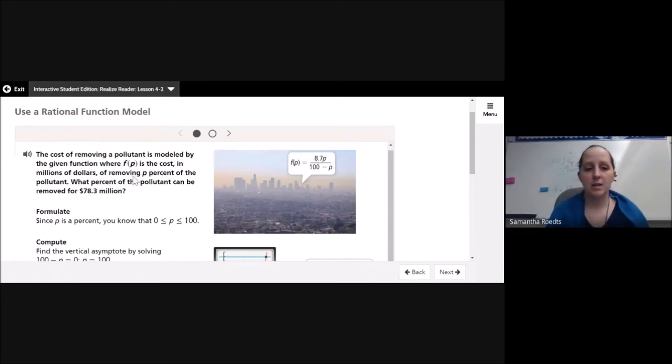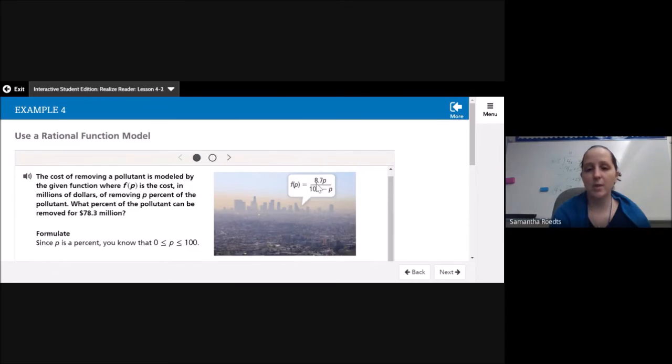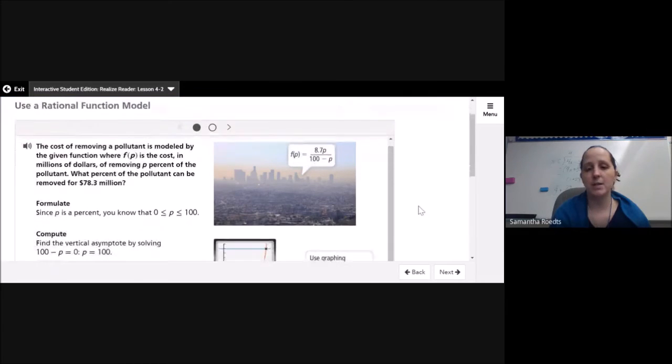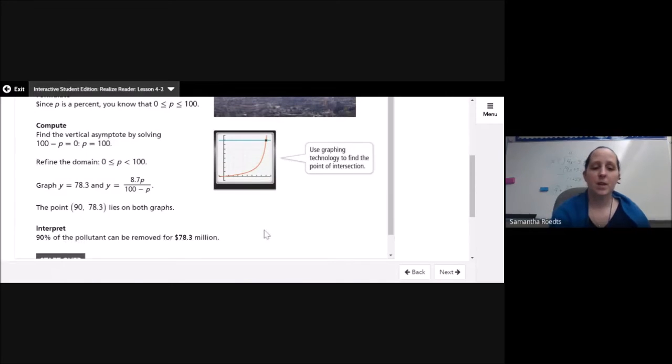So again, I'm taking the 78.3, that's the percent, okay? And I'm graphing that, so y equals this, and then I'm also graphing this, y equals 8.7p over 100 minus p. You can also use x. Okay. So 90% of the pollutant can be removed for $78.3 million.